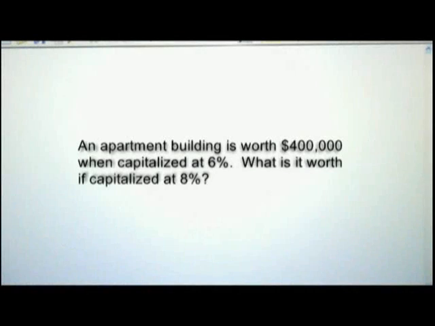An apartment building is worth $400,000 when capitalized at 6%. What is it worth when it's capitalized at 8%? This is an example of the relationship between the cap rate and the value. That's an inverse relationship. So if one goes up, the other goes down, like a seesaw.